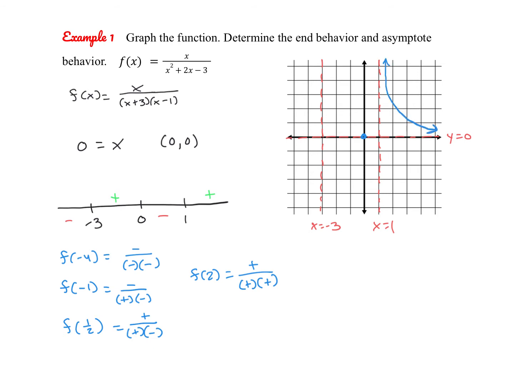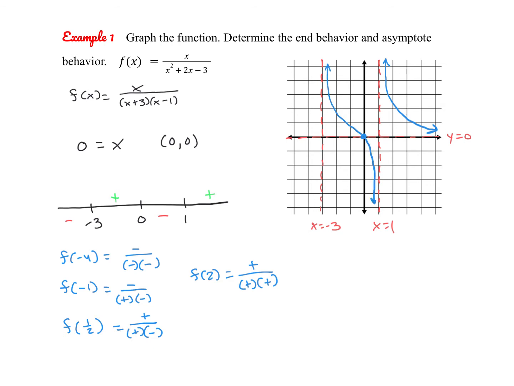And this is a pretty rough sketch at this point. We could, of course, plug in points to find some extra values if we needed to. And then if you look at this region in the middle, again, between -3 and 0, our graph is positive, and between 0 and 1, our graph is negative, and it will approach the asymptotes. So it's going to end up looking something like this.